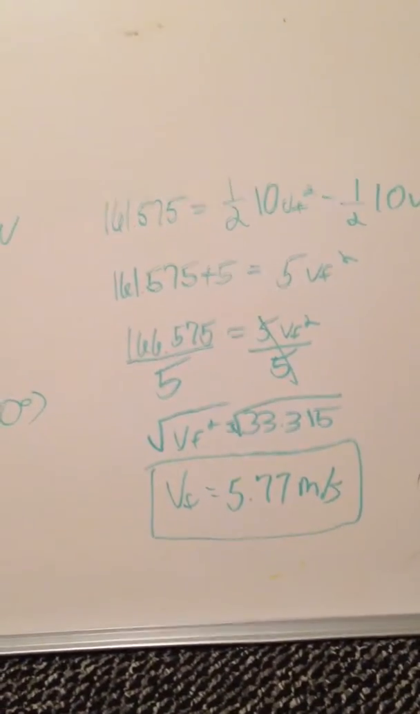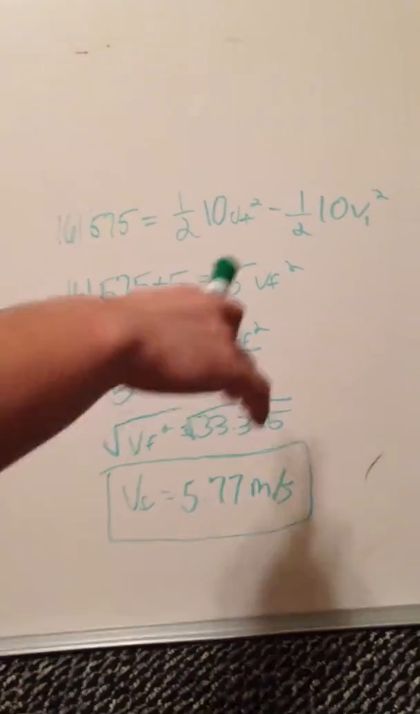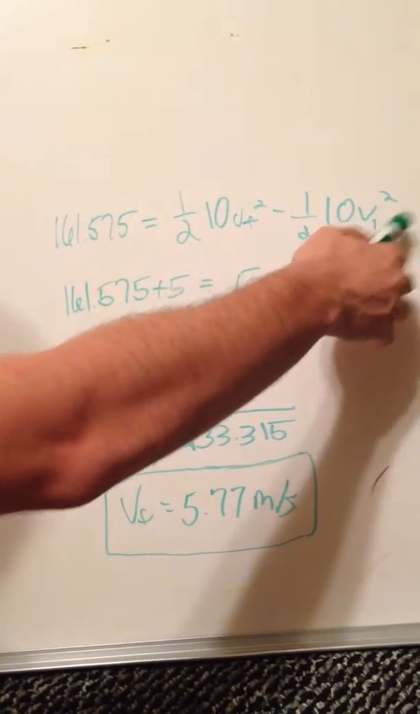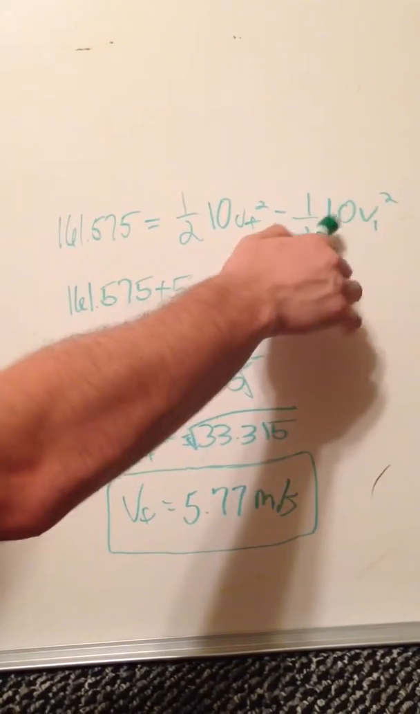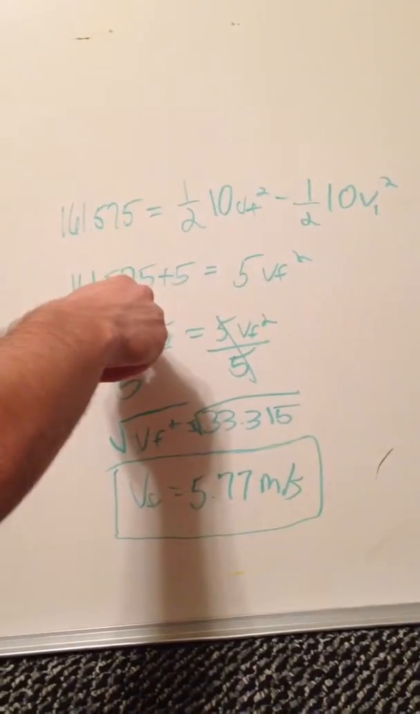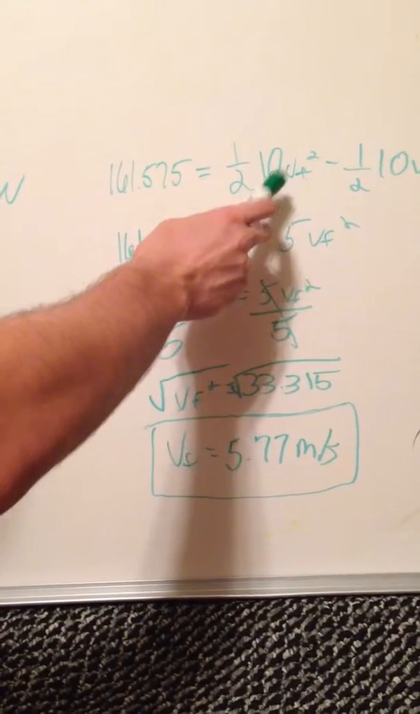We're given v1 equals 1 meter per second. So I plug that in, and we get v1 equals 1, squared, which is 1, times 10, which is 10, times 1/2 is 5. So then we'll add that over to the other side, and we'll do some simple math here.